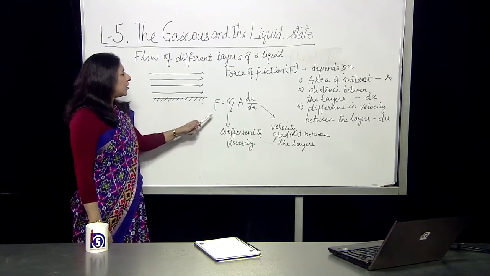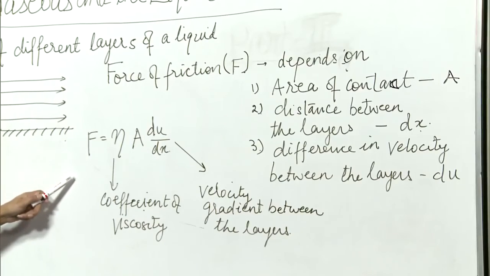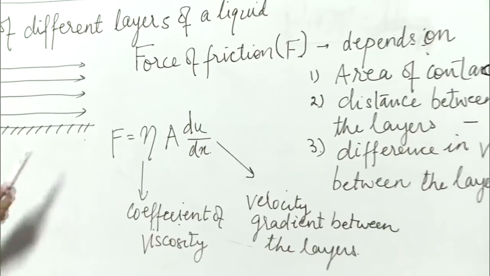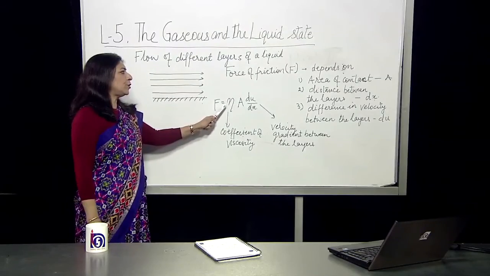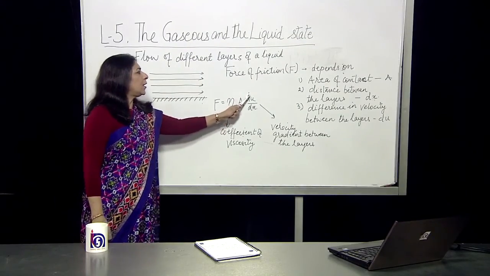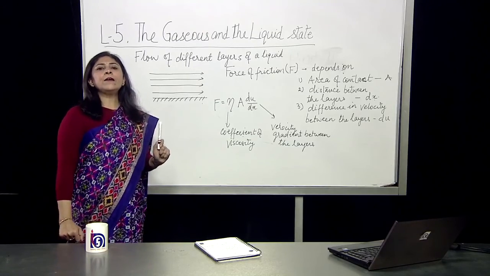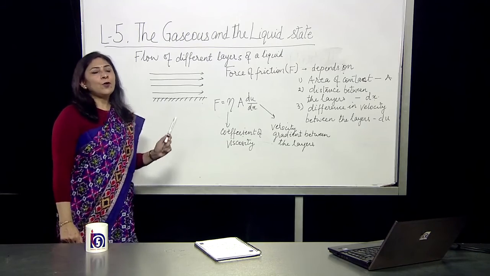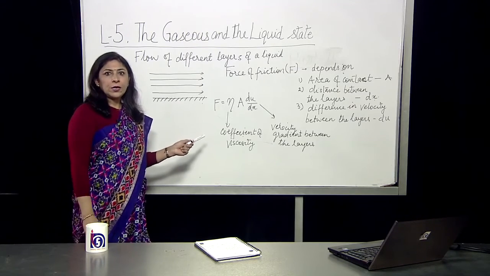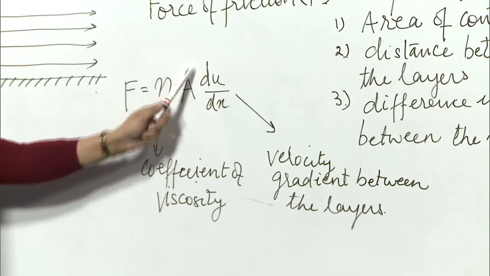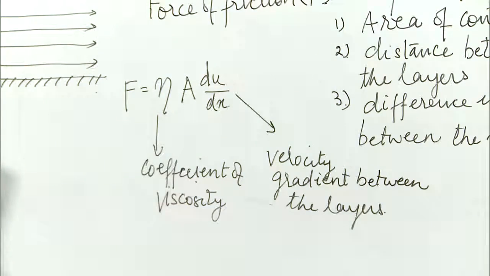We can say that this is a force of friction. We get a formula: F, that is force of friction, is equal to eta A du upon dx. Here eta is a Greek letter. It is called the coefficient of viscosity, and du upon dx is the velocity gradient between the layers.